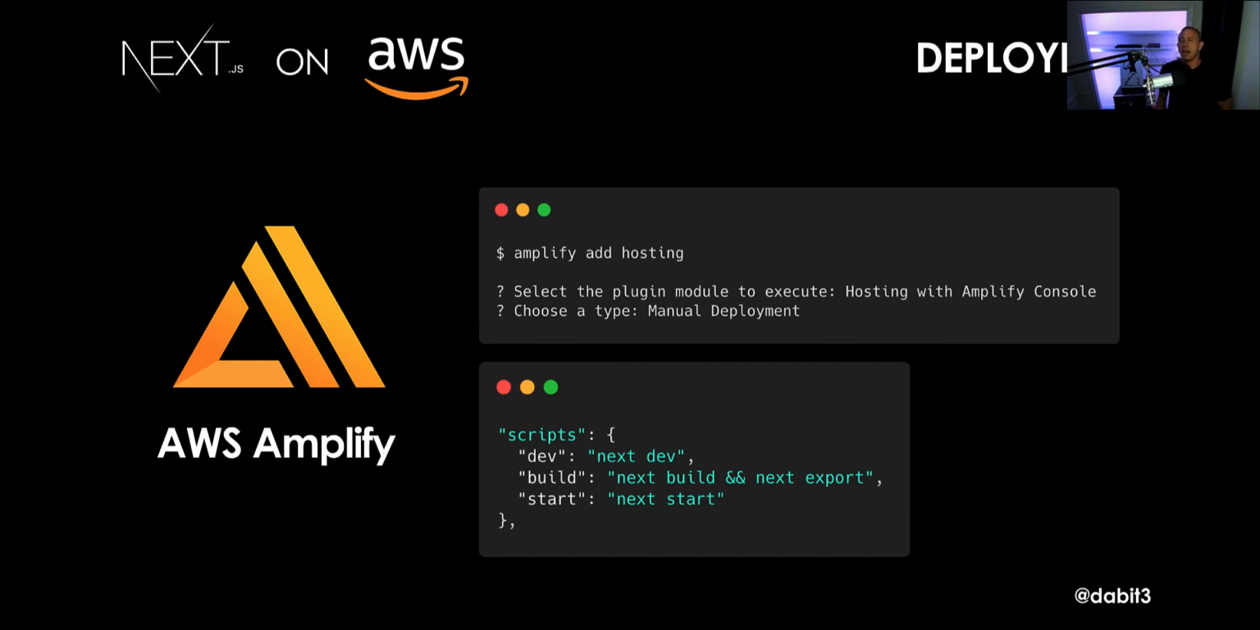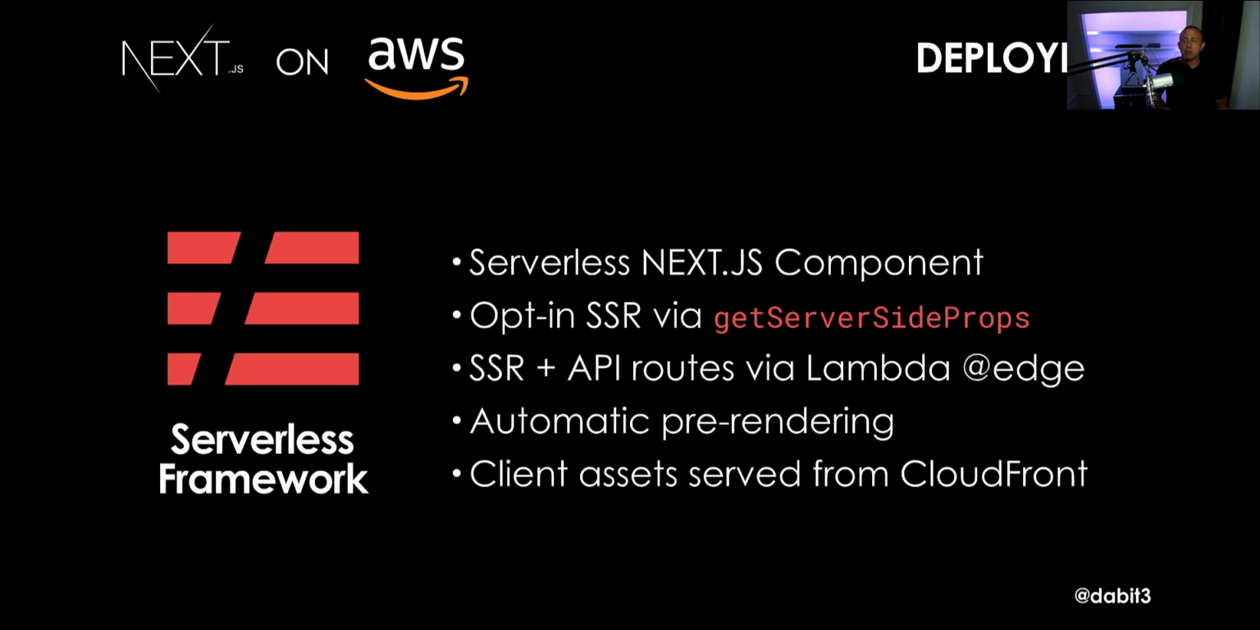You can run amplify add hosting, and this will walk you through a few steps and you're ready to roll. You'll also need to update your build script to add the next export command, because if you're using Amplify Console at the moment, it is going to be a statically generated site. So you need to run this script as part of the build process. Now, the most robust support for Next.js, though, comes from the Serverless Framework and the Serverless Next.js component. This will buy into the entire Next.js ecosystem and wire everything up for you, and it's a really nice experience to get up and running right now.